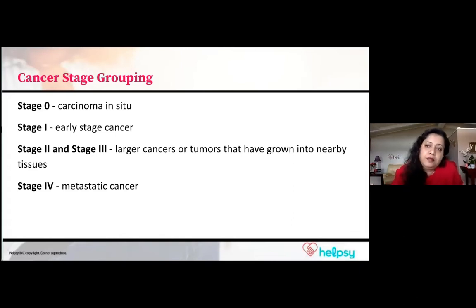Stage 4 would mean that the cancer has spread to other parts of the body. So let's say it's gone from my breast tissue to my lungs, or to the stomach or some other part of the body. That would be metastatic. That's stage 4. So it's spread to other parts of the body. Hopefully this gives you a sense of understanding what your cancer staging means.